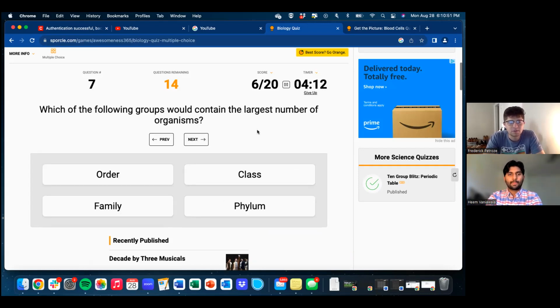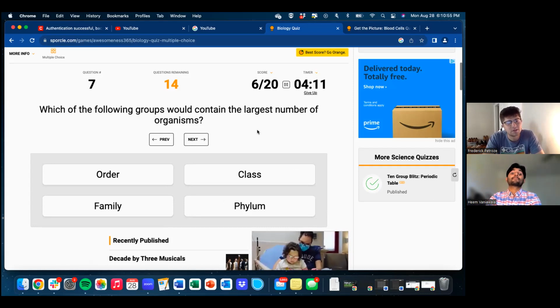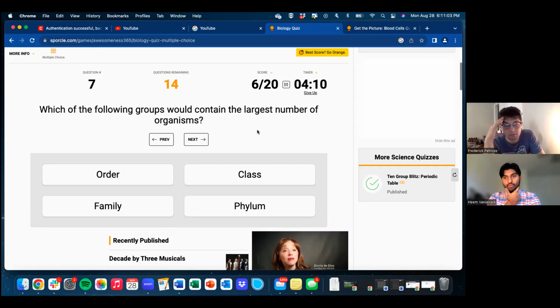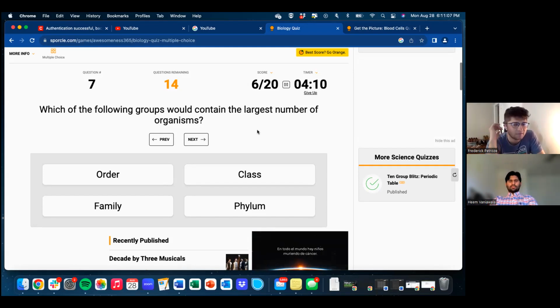Which of the following groups would contain the largest number of organisms? Order, class, family, phylum. Man, this is taking me back to when I was 19 and sitting in class. It's not order, it's not family. I think it's phylum.